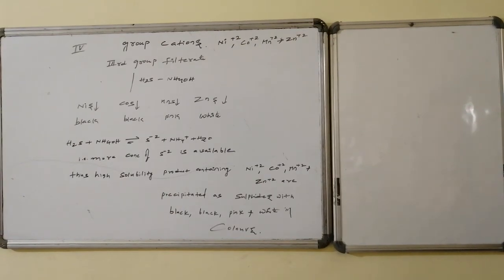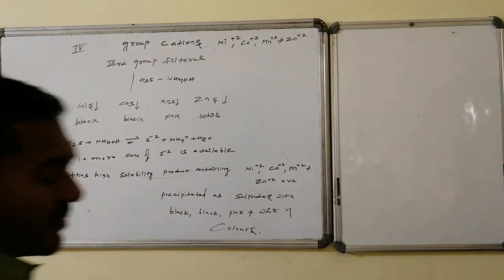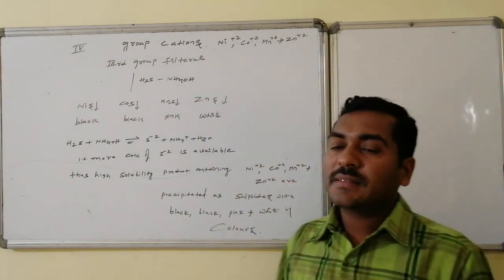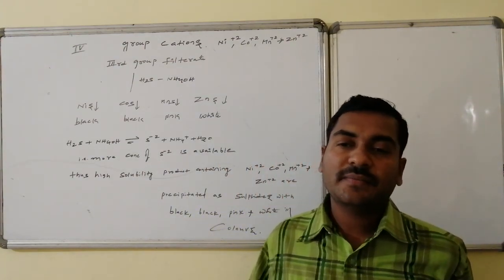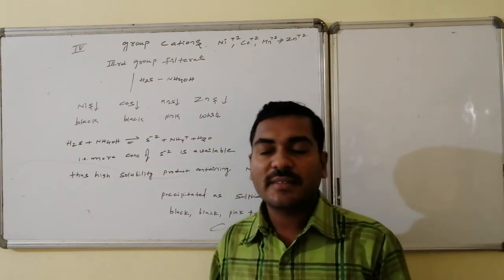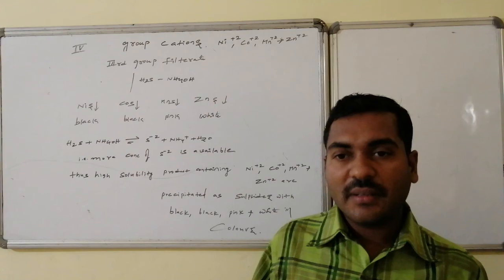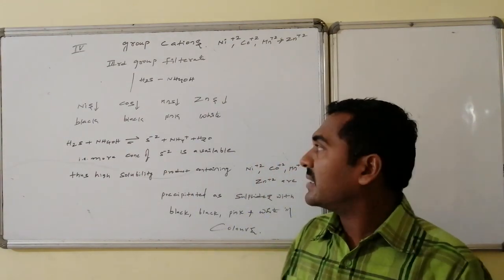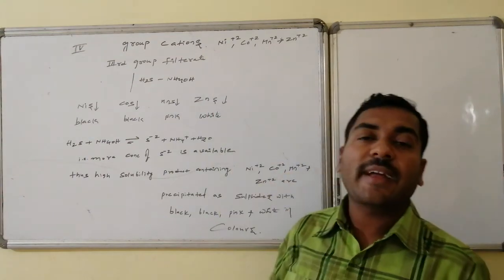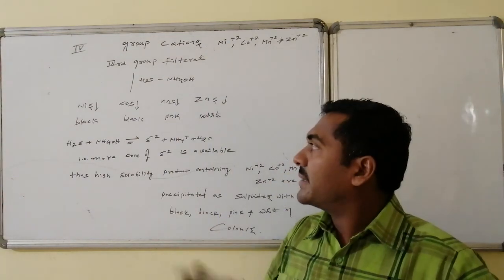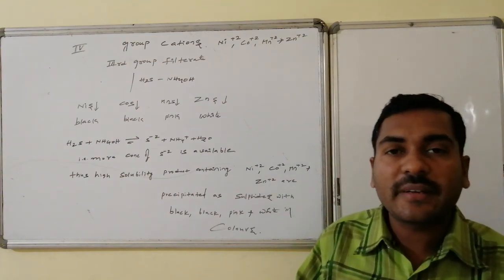The fourth A group contains the cations of nickel, cobalt, manganese as well as zinc. The third group filtrate is treated with H2S followed by ammonium hydroxide, that is, the salt solution followed by the group reagent H2S and ammonium hydroxide. The corresponding cations are precipitated as the corresponding sulfides. So, nickel in the form of nickel sulfide, a black precipitate.